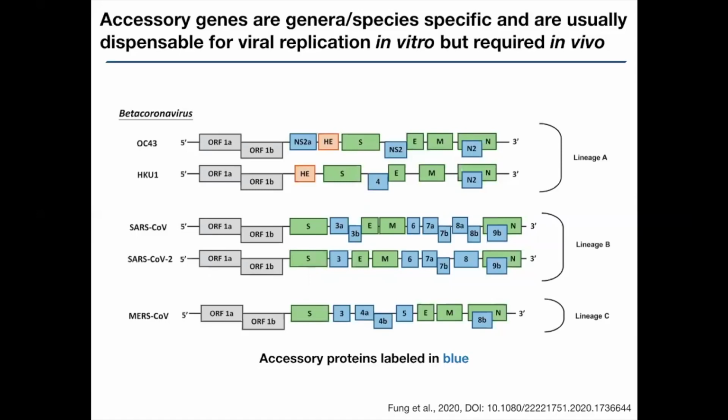And so what I'm showing you here in this diagram are the accessory proteins, which are labeled in blue, for a number of representative beta coronaviruses. You can see that SARS-CoV-2 is included in this diagram in the center.